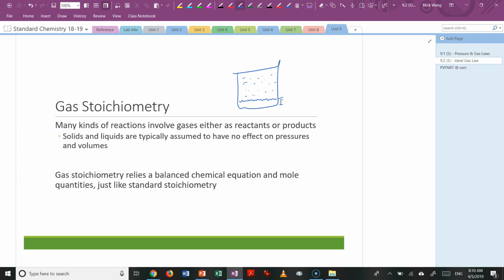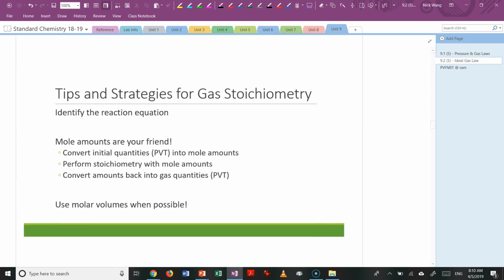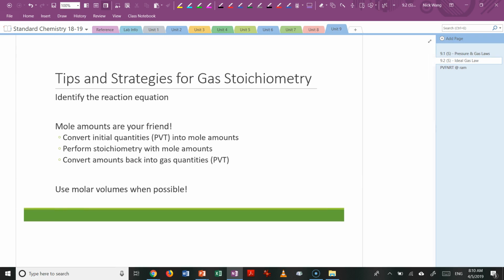Anyway, gas stoichiometry relies on a balanced chemical equation and mole quantities, just like any other kind of stoichiometry that we do. So it all comes down to mole ratios and being able to figure out how those are applied. When it comes to doing these problems, there are a couple of similarities, and more than anything, find that reaction equation, whatever it might be. Sometimes they give it to you, sometimes you have to figure it out yourself.